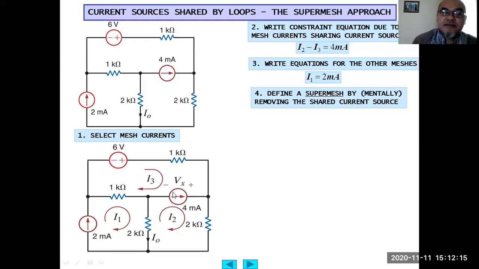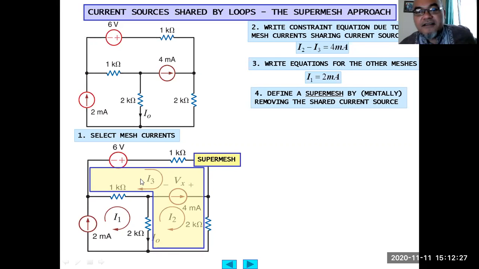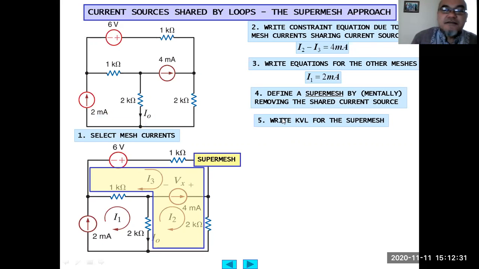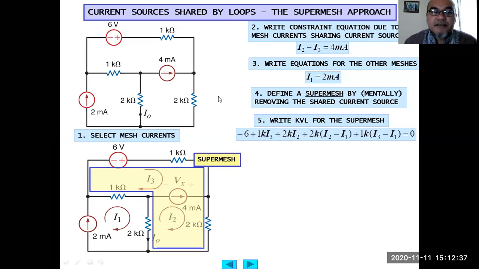The shared current source is 4 milliampere, which is shared by loop 2 and loop 3. So we have this supermesh engulfing the shared current source, the 4 milliampere current source, and we write the Kirchhoff voltage law for that supermesh, starting from here.